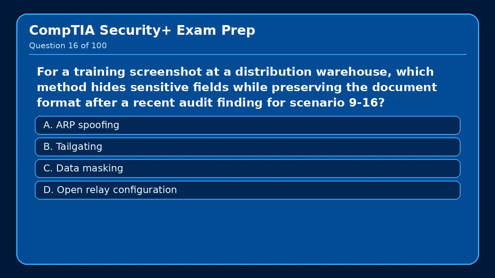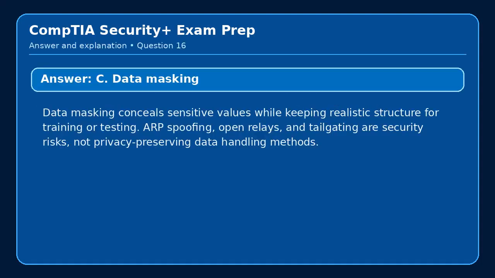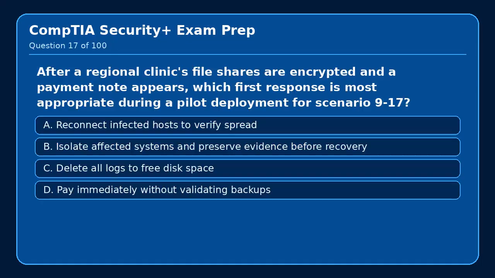Question 17. After a regional clinic's file shares are encrypted and a payment note appears, which first response is most appropriate during a pilot deployment for scenario 9 to 17? A. Reconnect infected hosts to verify spread. B. Isolate affected systems and preserve evidence for recovery. C. Delete all logs to free disk space. D. Pay immediately without validating backups. Take a moment to choose your answer.